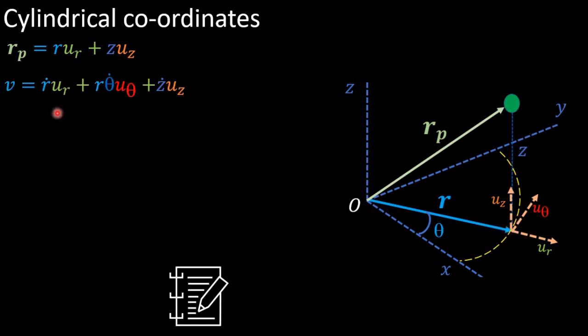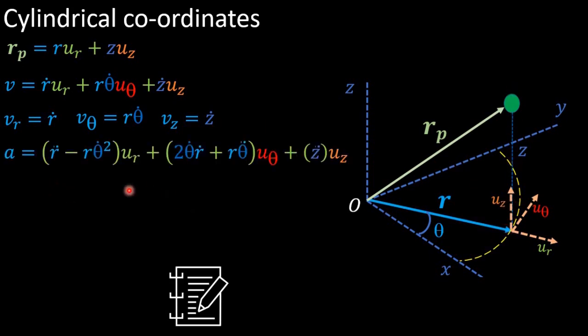And the velocity is just going to be the same as before, same as polar coordinates, but with z dot, which is acting in the u sub z direction. Same as we can say v sub r equals r dot, v sub theta equals r times theta dot, so we've already seen these two. But now we're saying v sub z, so the velocity in the u sub z direction is going to be z dot. So that is a time rate of change of the z distance.